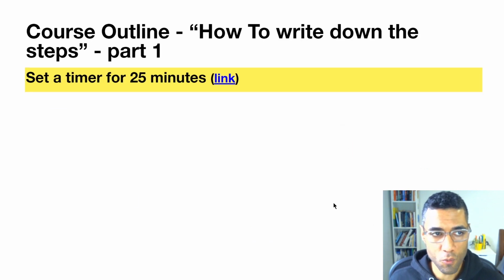Okay, so part one, the way you're going to do this: how do you actually write down the steps? Well, it starts with setting a timer. If you don't set the timer, you're going to dread over this and work on it for hours, for days, and it's never going to get done. You want to limit the amount of time that you give to this. And trust me, in 25 minutes, you can do a lot of work. You can do a lot of thinking. And in 25 minutes, you'll be able to download it.